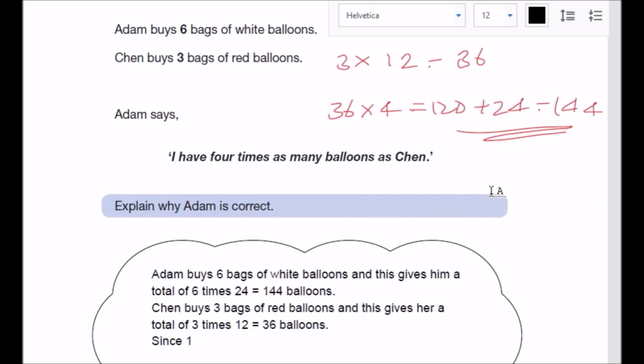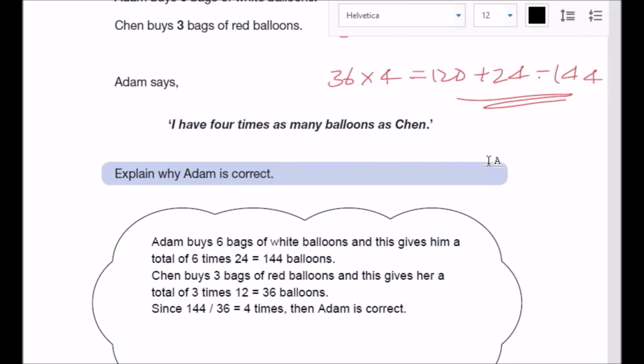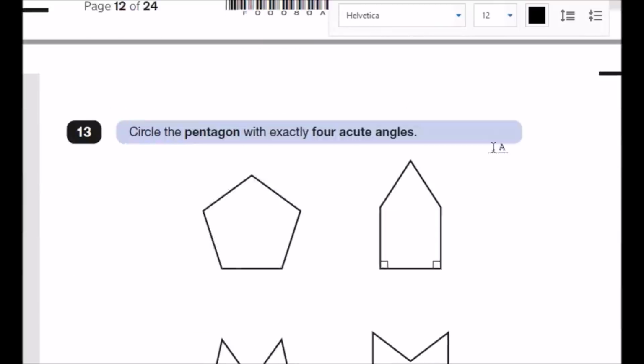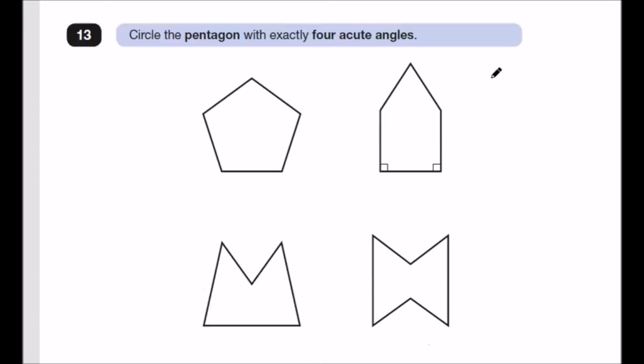Since 144 divided by 36 equals 4 times, then Adam is correct. Okay, that's it. You could do that, or 36 times 4, same thing. So let's move on. Alright, so number 13. Oops, I don't need this anymore.